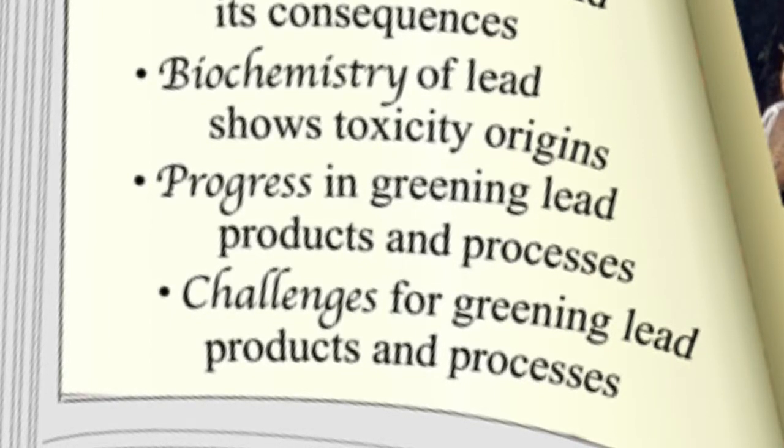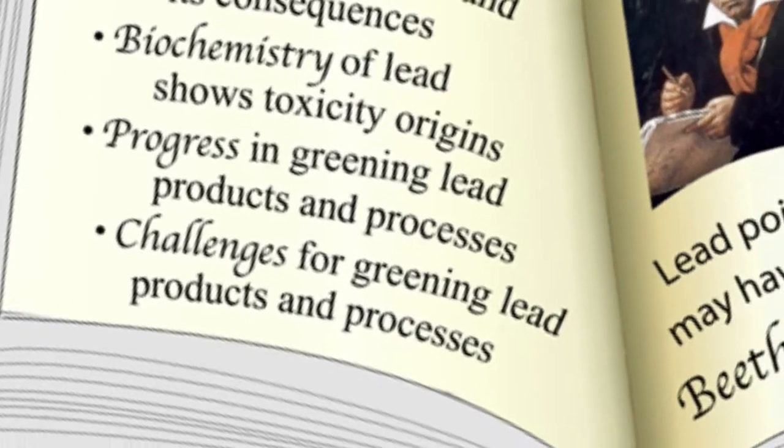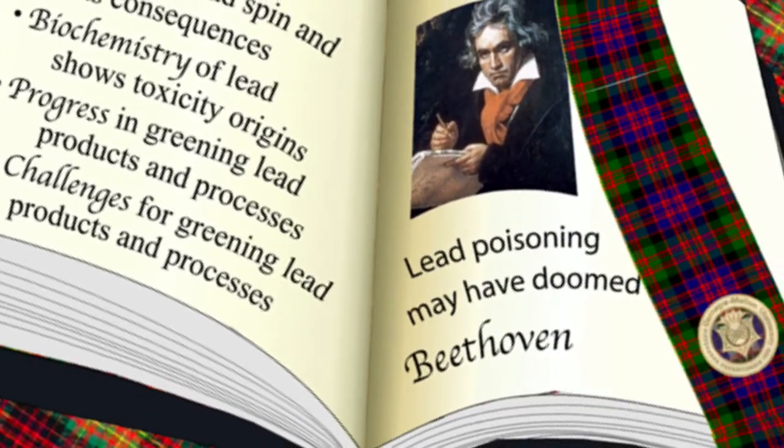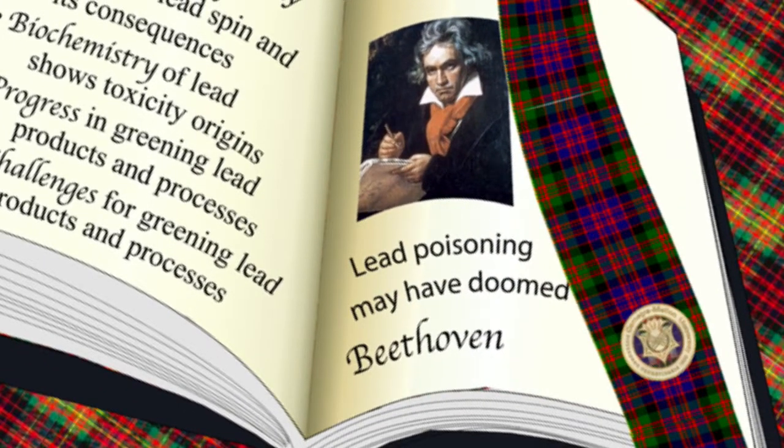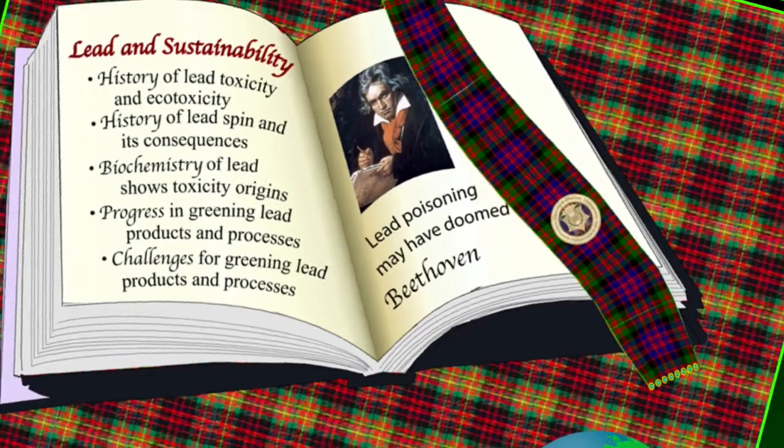Lead throughout history has had enormous impact on our civilization. For example, lead poisoning may have doomed Beethoven. Locks of Beethoven's hair are available today. They have been investigated for lead. The locks contained 100 times background lead. You're intoxicated if your hair contains 2 times background lead. Thus we can say with considerable certainty that Beethoven was severely lead poisoned.